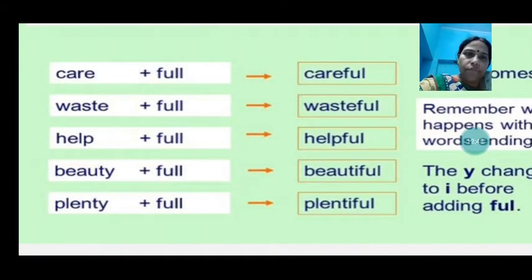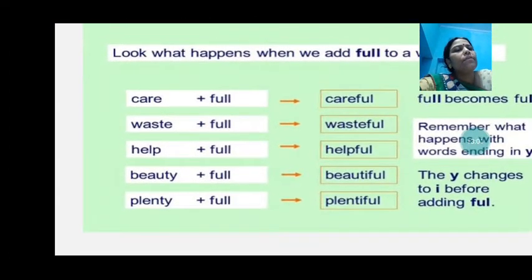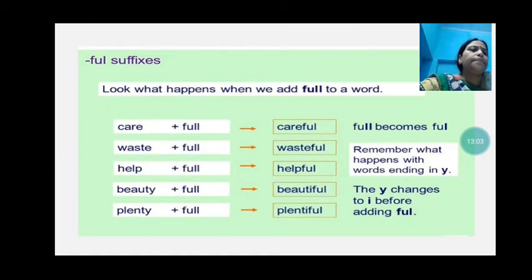There we have one more rule to follow. We will remove Y and add I. Beautiful, plenty, PLENTY plus FU double L. So there, instead of Y we have written I, then FUL.